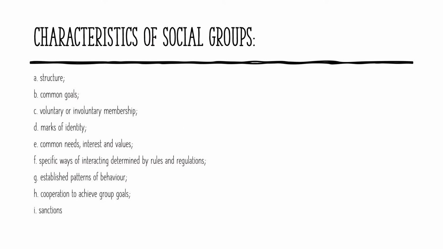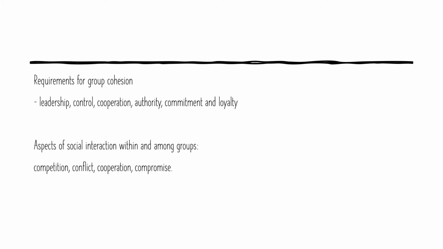First one is the characteristics of social groups. What makes a social group? One of the things is its structure. The common goals, voluntary or involuntary membership, marks of identity, common needs, interests, and values. The specific ways of interacting are determined by rules and regulations. There is an established pattern of behavior. There is cooperation to achieve group goals, and also there are sanctions. And these are the factors that make a social group.